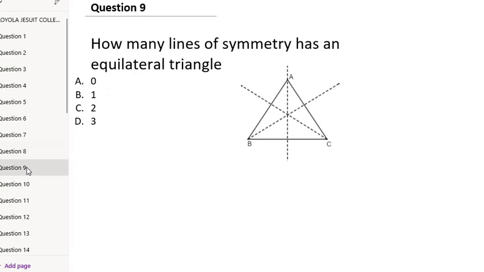Question 9. How many lines of symmetry has an equilateral triangle? I've made this question easy for you by drawing an equilateral triangle. So, remember, line of symmetry is a straight line or a line that divides a shape into two equal parts. So for this equilateral triangle, we have 1, 2, 3. So an equilateral triangle has the 3 lines of symmetry.